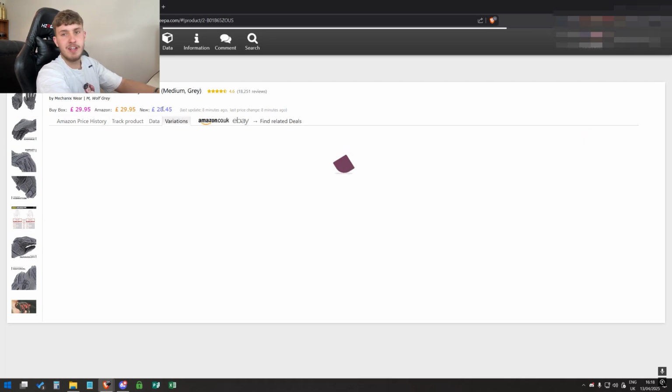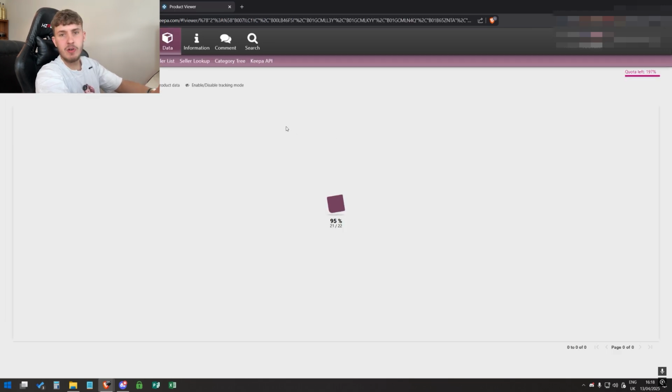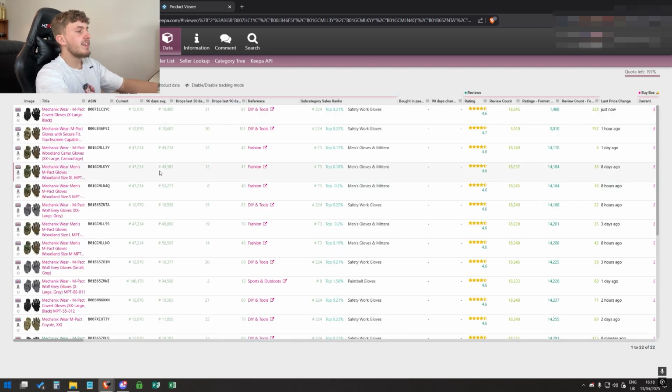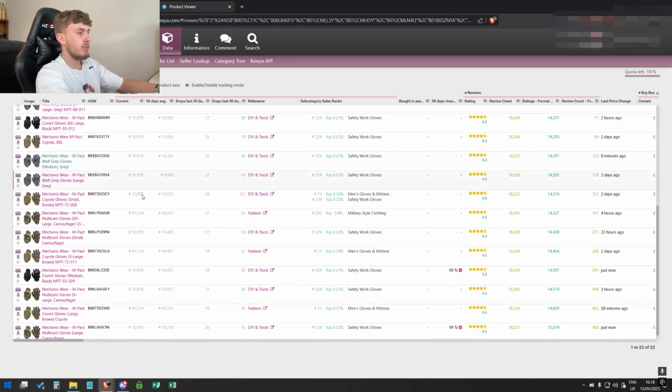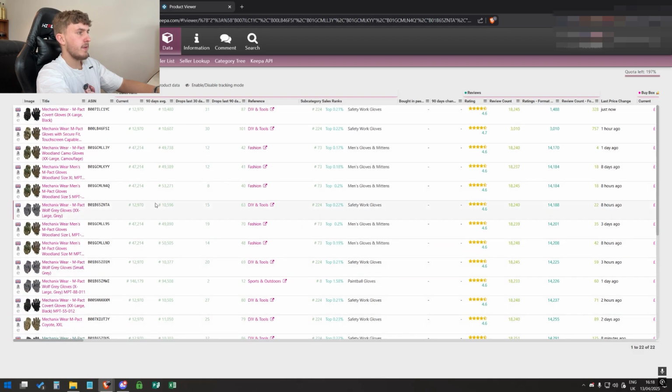First off, let's start with the variations tab. We can head in here and click open in product viewer. This will allow us to view all of the different items and variations on this listing, as well as their corresponding sales ranks. We can see the sales ranks for nearly all of these products are either 12,970 or 47,000 and something. Sales rank basically determines how well a product sells, so the lower the number, the better it sells.